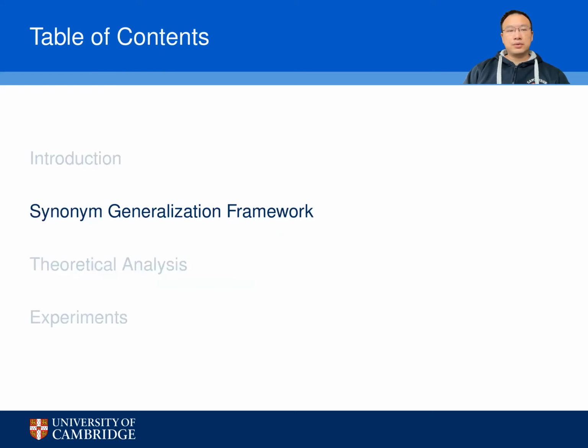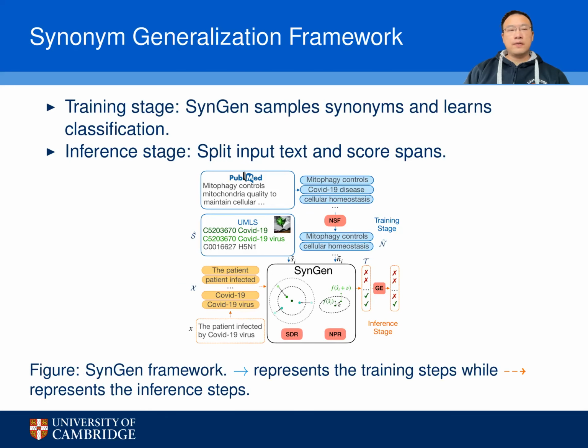Now, let's move on to the synonym generalization framework. This is an overview of our synonym generalization framework. It contains two stages, the training stage and the inference stage. In the training stage, it samples synonyms and learns to classify positive samples from negative samples. In the inference stage, it will first split the sentence into spans and give a score to each span. Only spans with higher scores will be recognized as named entities.